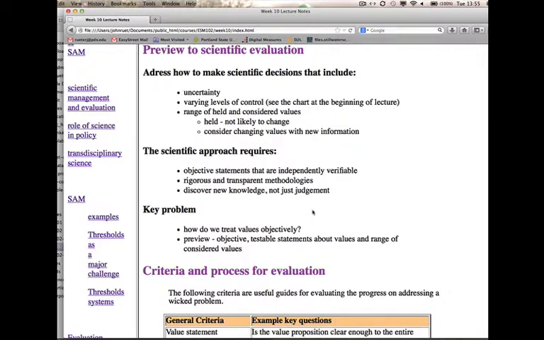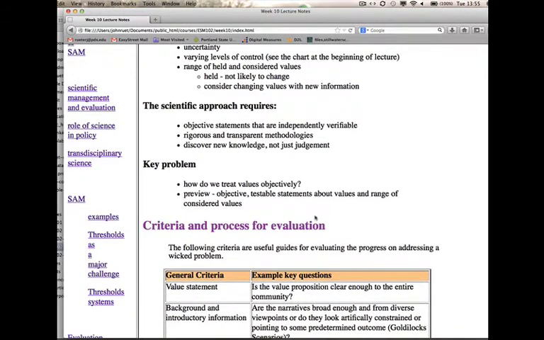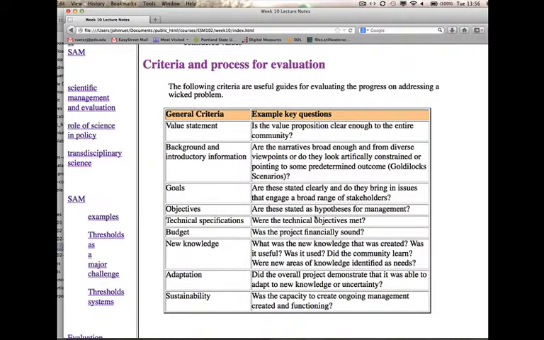So the key problem, just like we saw with how scientists are involved in environmental problems, is how do we treat those values objectively? And the way we can do that is by setting up a process. And I'm going to outline this process briefly here, and then we're going to look at some of the examples that we saw in class related to this process. So let me just go through this quickly, and then we'll come back to that.